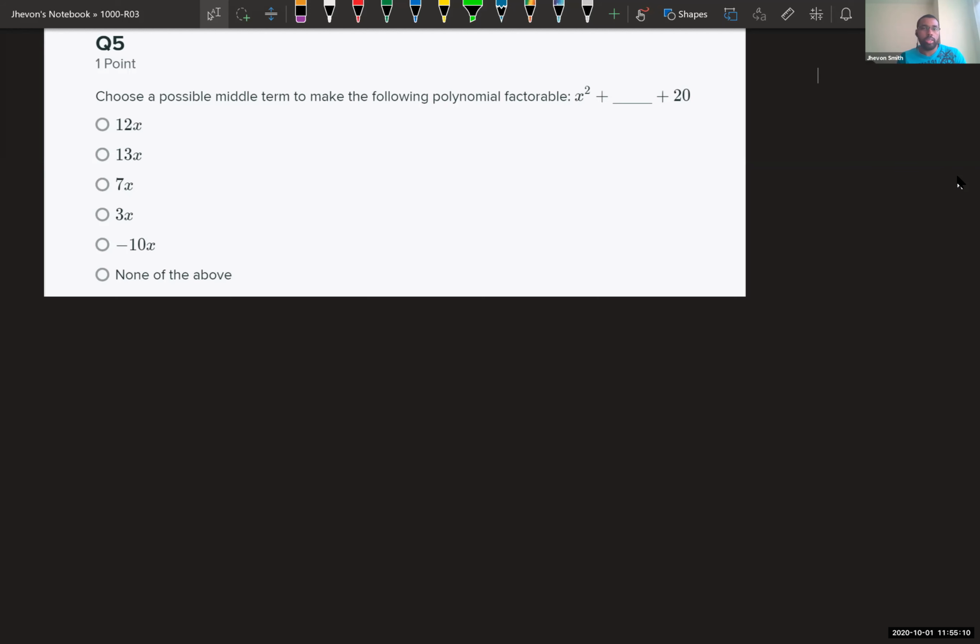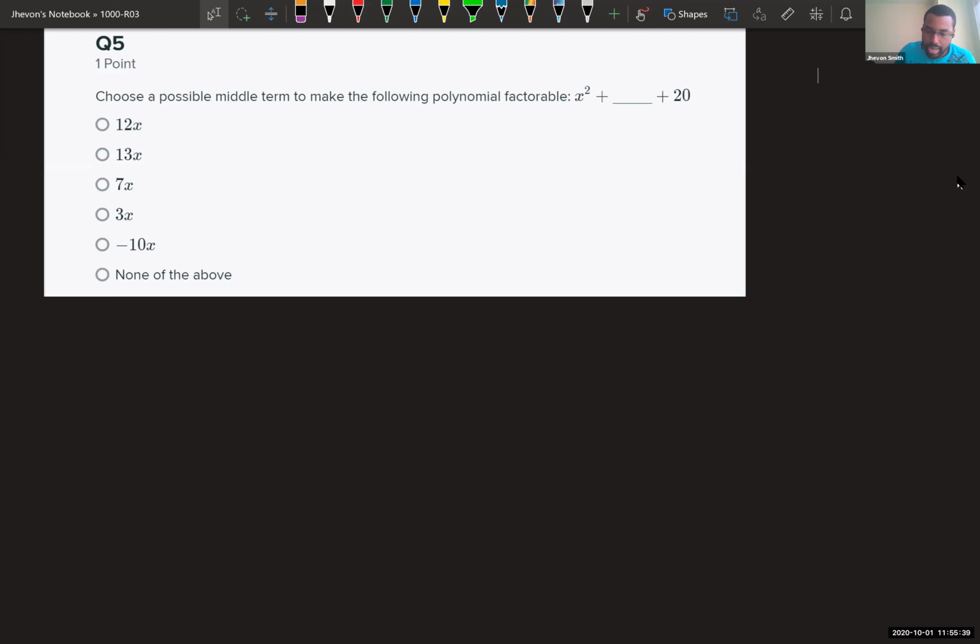So you might want to think, can I think of two numbers that when I multiply, I get 20, and when I add them, I get 13? Or when I multiply them, I get 20, when I add them, I get 12? Or when I multiply them, I get 20, when I add them, I get 7? Or when I multiply them, I get 20, when I add them, I get 3, etc. Right? So you can kind of go down the list here. 12x. So would 12 work? What are the two numbers in this case? 10 and 2. 10 and 2, right?